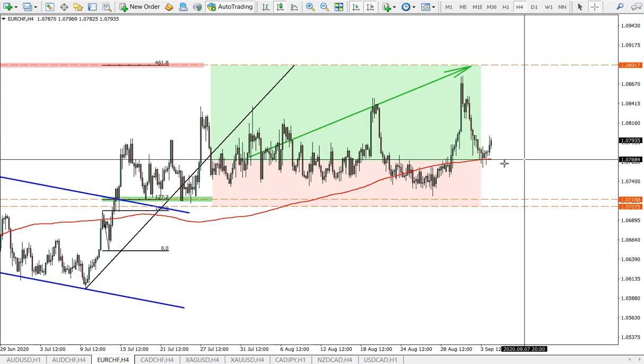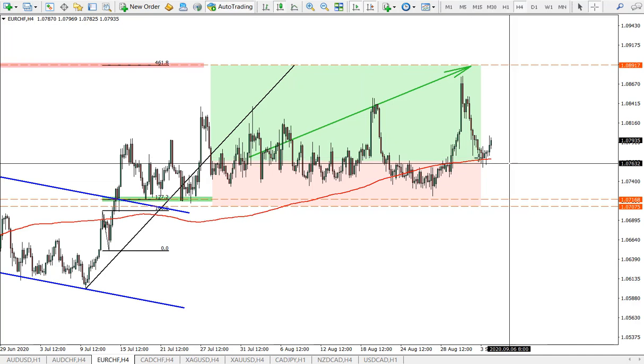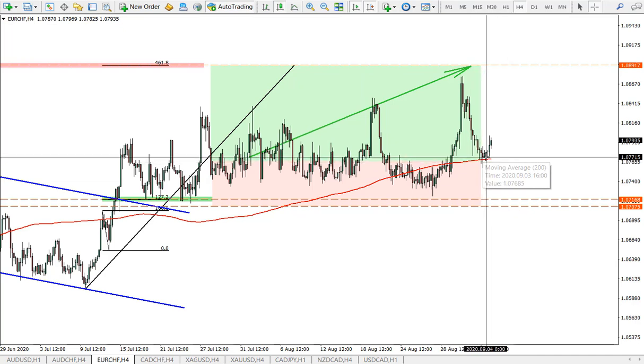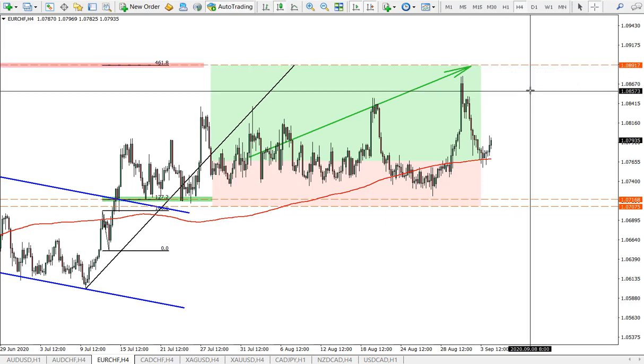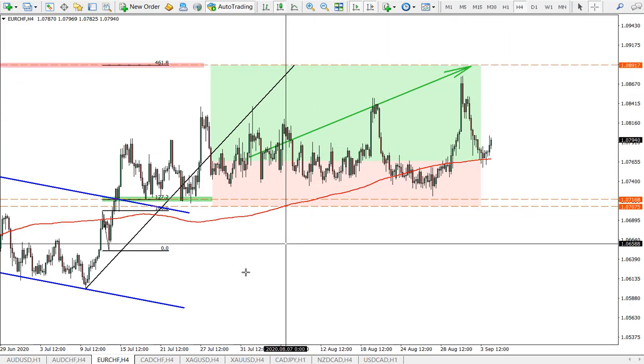The euro Swiss franc, this idea, we are out of this idea basically, but what we can see is rejection of the moving average, and still the upside target I do expect to be tested. So I will keep it on just to follow.